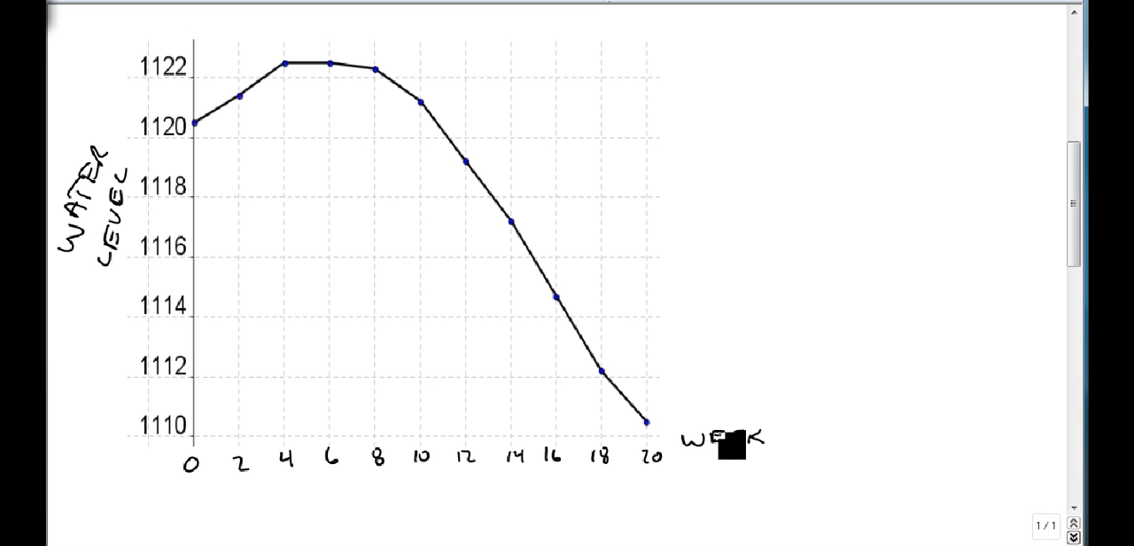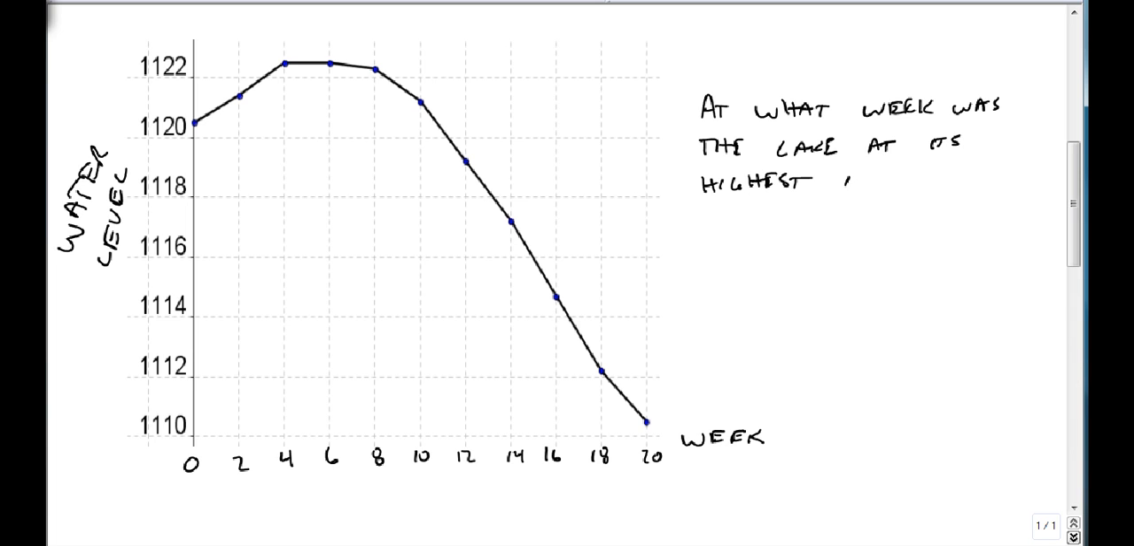What we want to know first is, what week was Lake Mead at its highest level? We look at this graph, and for our highest point, we want the highest y possible. It's really low over here, it's high over here, but the highest point looks to be this one right here. Between the two it looks fairly even, but I'm going to go with the first one that came up. I'm going to say week 4.